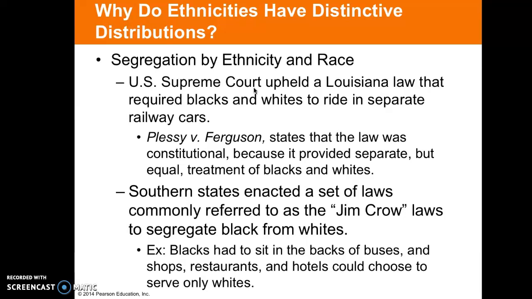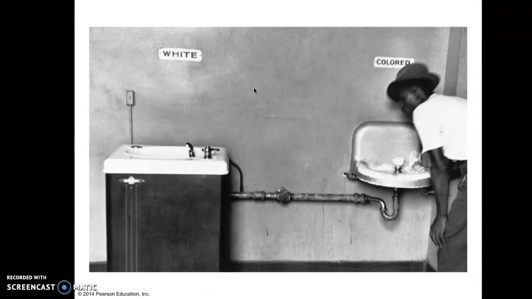The southern states enacted a set of laws referred to as the Jim Crow laws, and these laws were established to segregate blacks from whites. So you had to sit in the back of the bus. You had different shops. You had different restaurants. You could choose to only serve white people. The pictures of the water fountains. My mother remembers seeing the first one when she was traveling from Arkansas to Indiana, and she didn't understand what was happening because it wasn't really common in Arkansas.